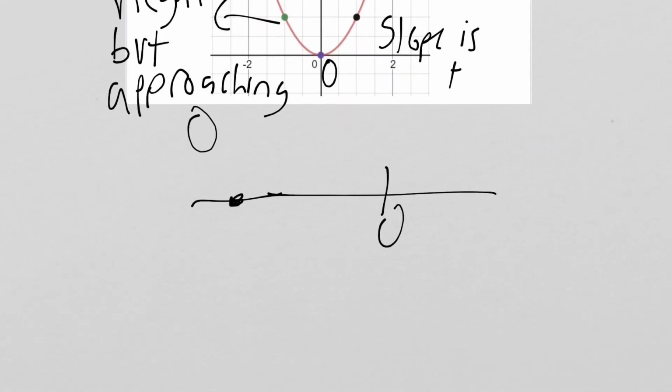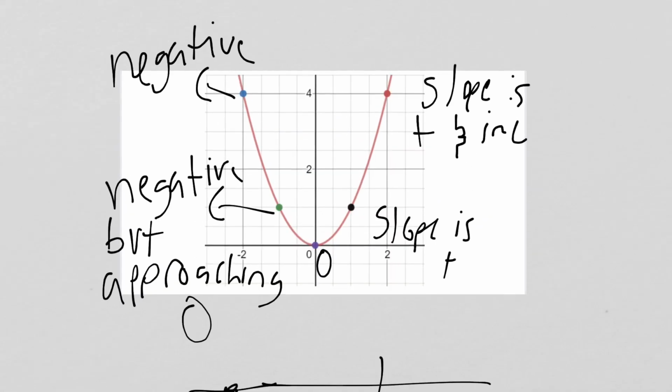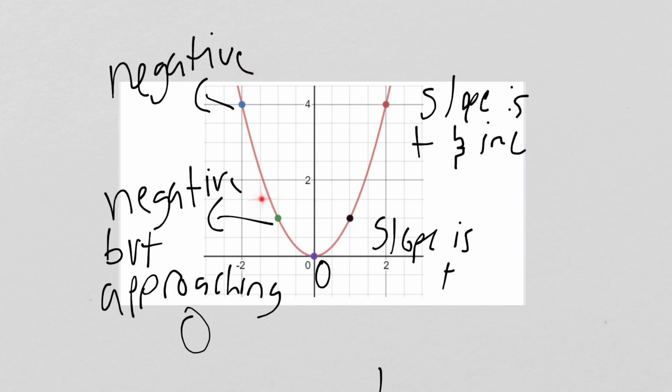So we can say that the whole time, f prime is increasing, which would imply that f double prime is positive the whole time. And we can see that in the graph because the graph is concave up. This is a concave up graph.